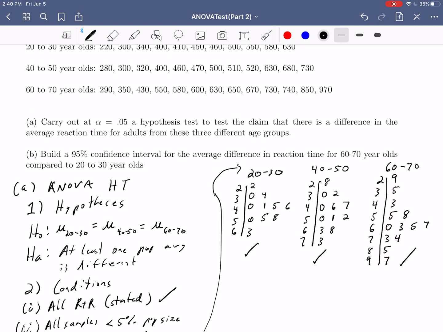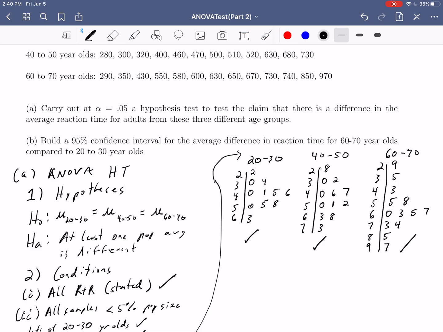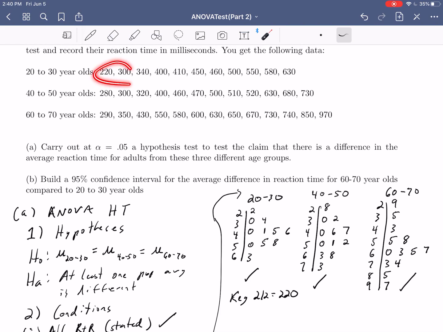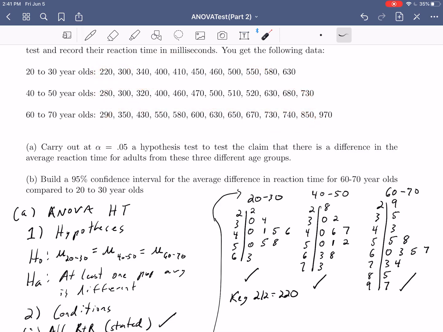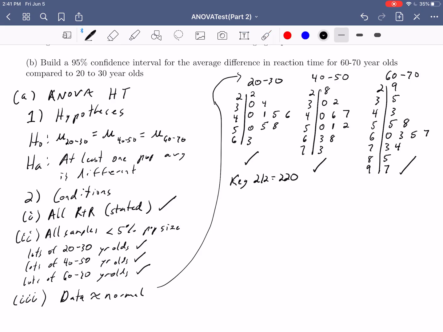We're all good. Again, we're able to use the same key for all these, so we'll just include one key. 2/2 here actually meant 220. So condition 3 is good. All of our samples look reasonably normal, so we can sort of assume each population was reasonably normal. So we're good with condition 3.